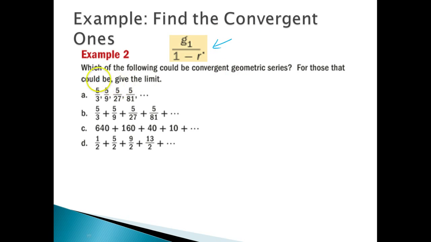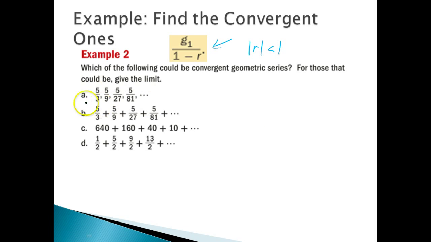So for this case, what they want us to do is they say, which of the following could be a convergent geometric series? So we're just saying here, which one of these is a series that converges? And we're just looking here for that condition. We want that absolute value of r to be less than 1. So let's see what we have here. For those that could be, they actually want us to calculate it and find the limit.